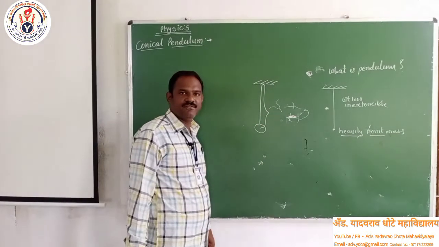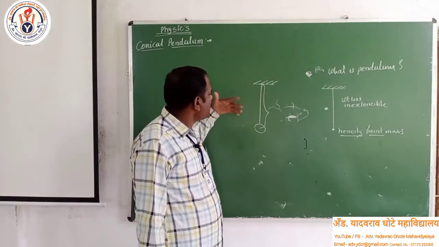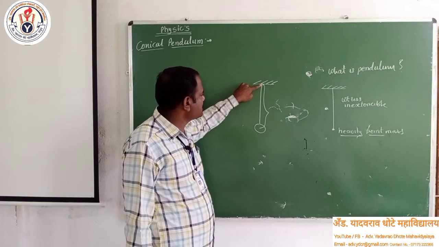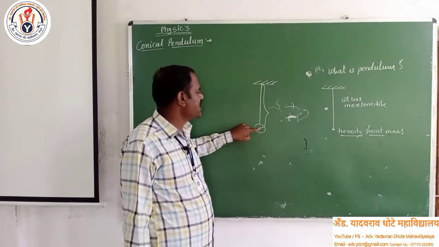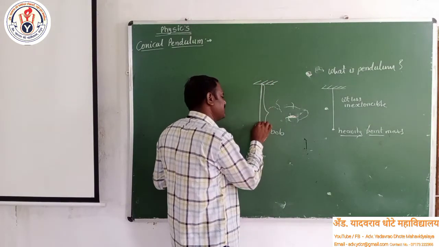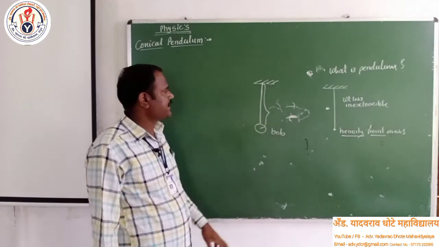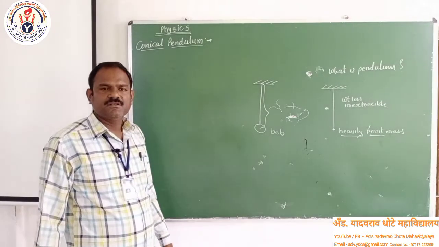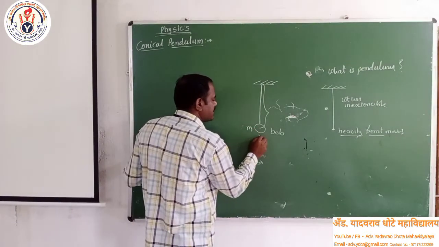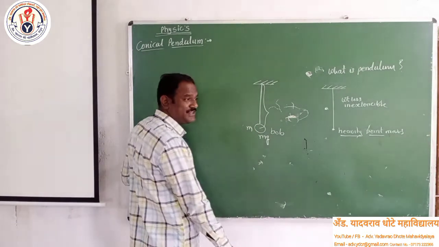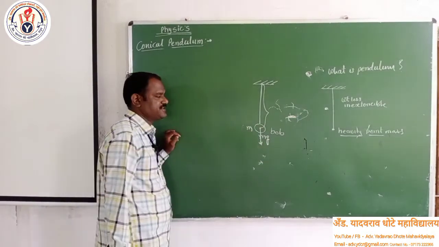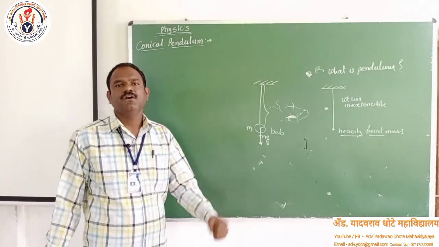This is the length of the pendulum. So what is the length of a pendulum? It is the distance between the point of suspension and the center of mass of the bob. We call this the bob, and this is the string. So this is how the pendulum is formed. Now students, as m is the mass of the bob, mg is the weight of the pendulum, which is always in the downward direction.